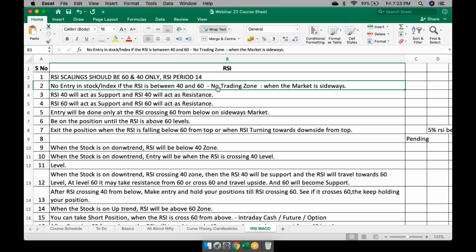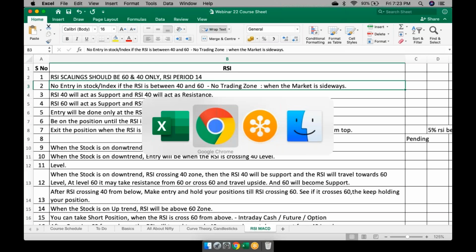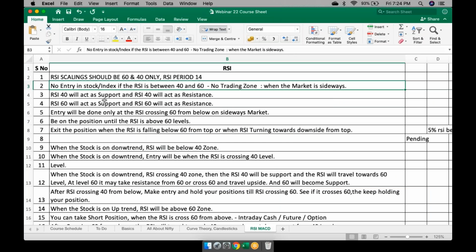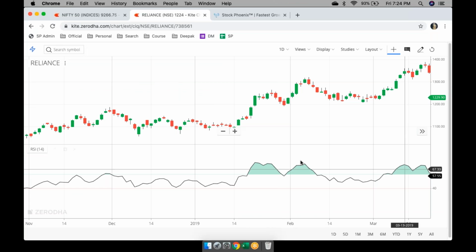So again, coming back to square one, we are learning only delivery trading. No intraday, no BTST, no time frame changing comes into the picture. It's a daily chart time period. We are putting in RSI and learning delivery trading. The second point: no entry in the stock or index if the RSI is between 60 and 40. In between RSI 60 and 40, it is a no trading zone, identifying the sideways market.